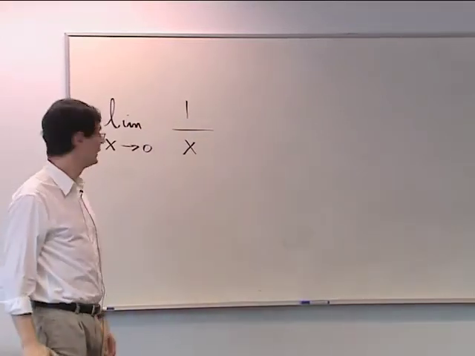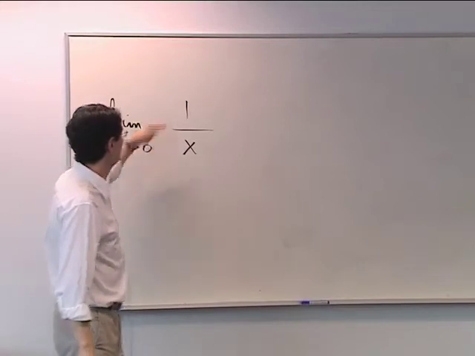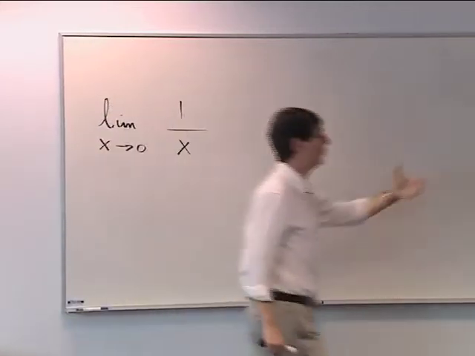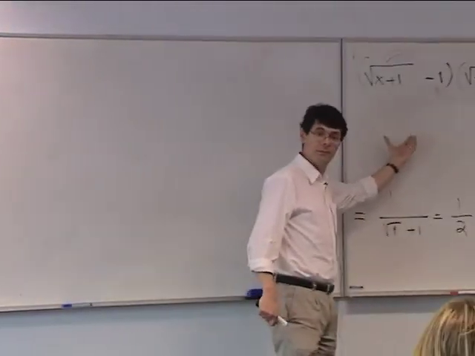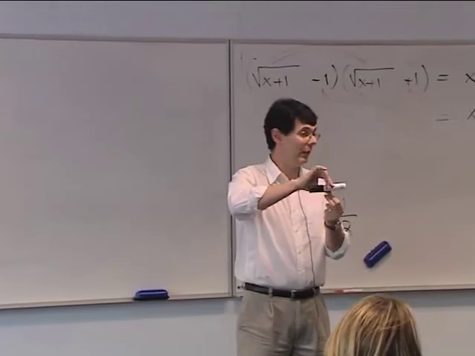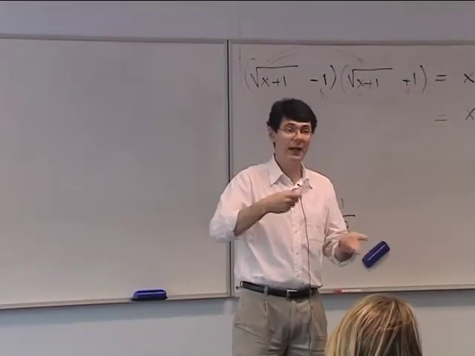Okay? X is going to 0. This is going to 1 divided by 0. So we cannot use that formula that was here. It's not 0 divided by 0. It's 1 divided by 0. So we cannot simplify either.